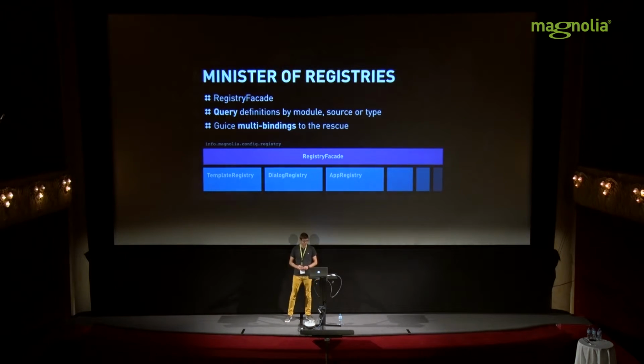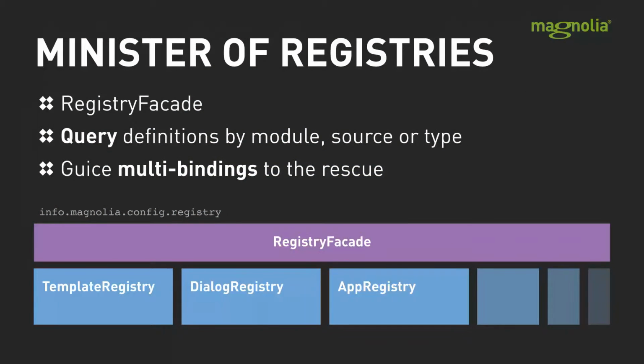And finally, the minister of registry, as we were calling it in early stages before we had a good name for it. Now it's the registry facade. It's the component that actually knows about all the registries that are currently living in the system. We use Guice multibindings for that, so we just inject a set of registries. So if you have a module that comes with a new registry, at least, then it will be seen by default.